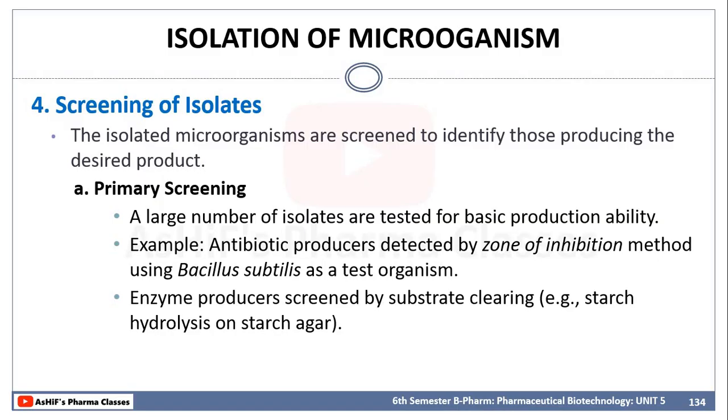So due to the infection with the Penicillium notatum, after 1 or 2 days, he found some kind of clear zone of inhibition around the area where the Staphylococcus aureus was killed. So he further studied the process and found out it was some substance released by this Penicillium notatum, which was identified as penicillin.